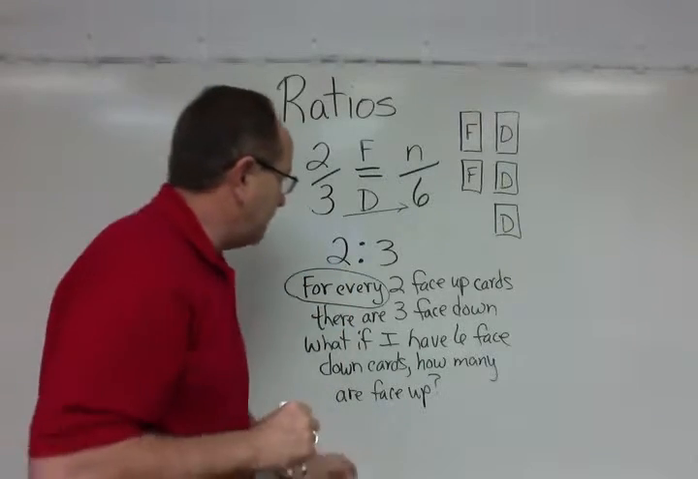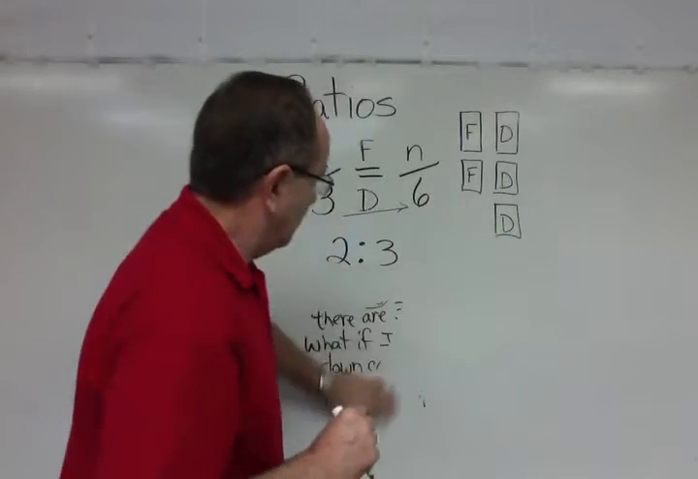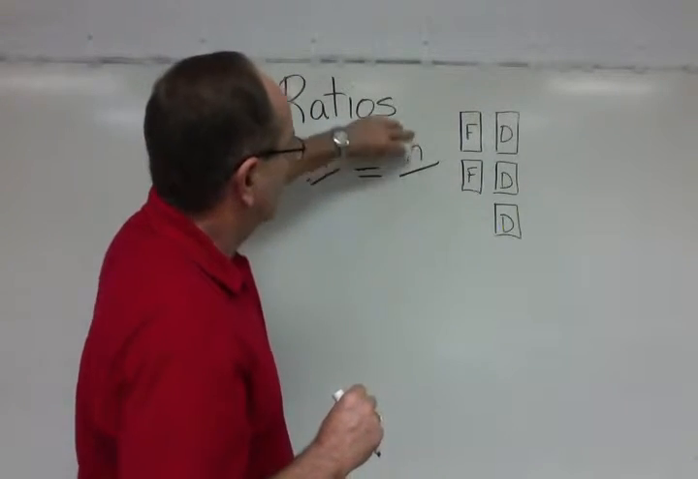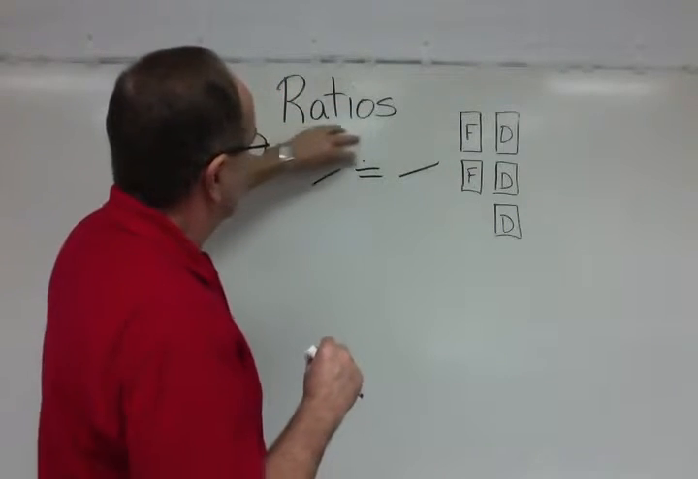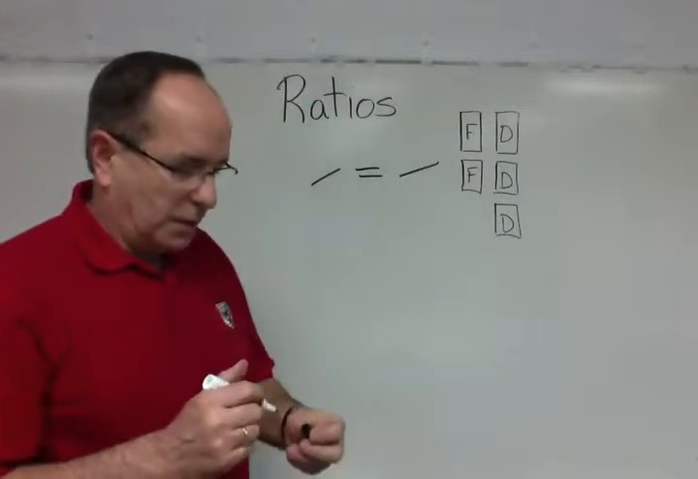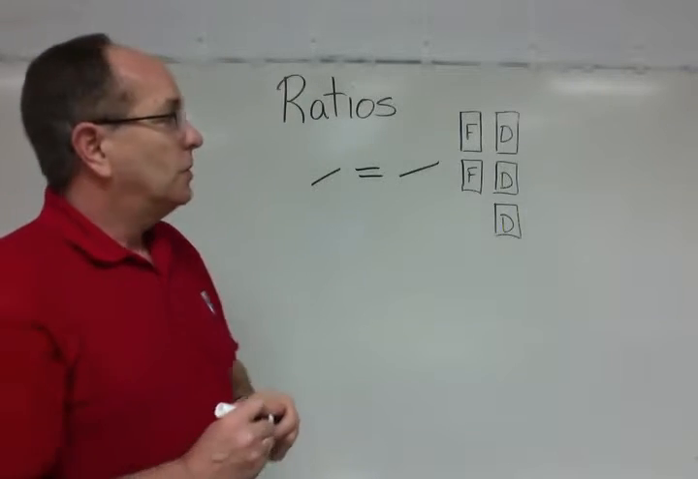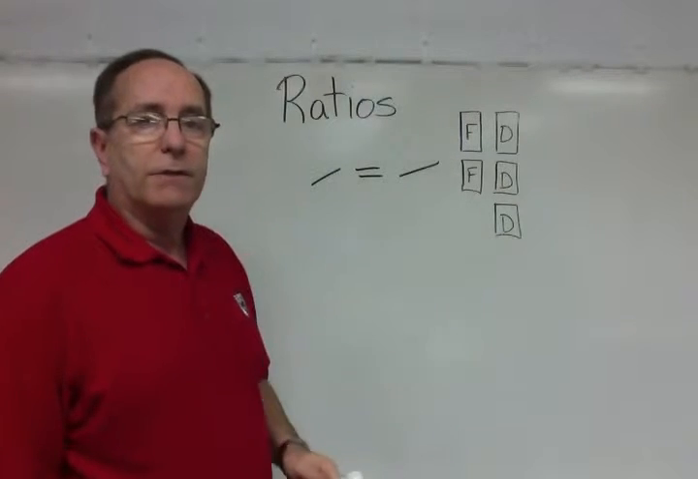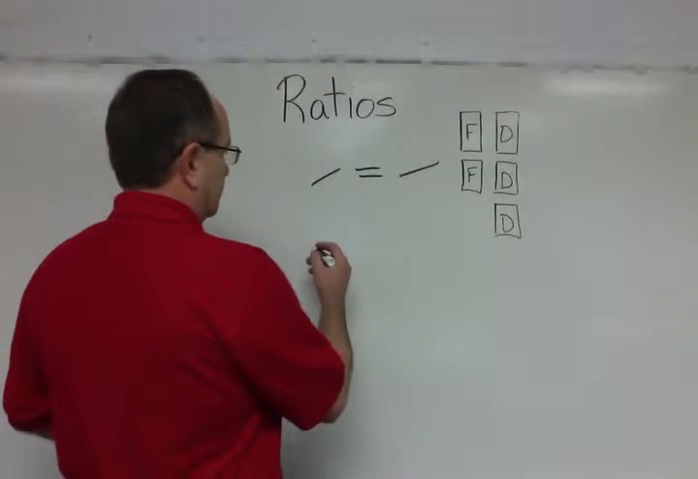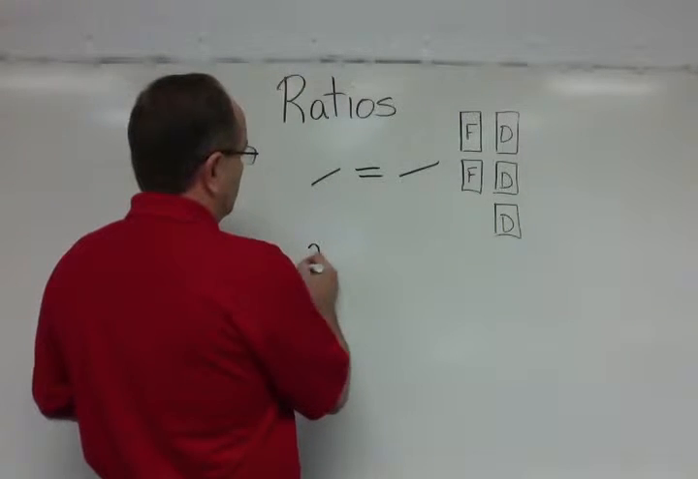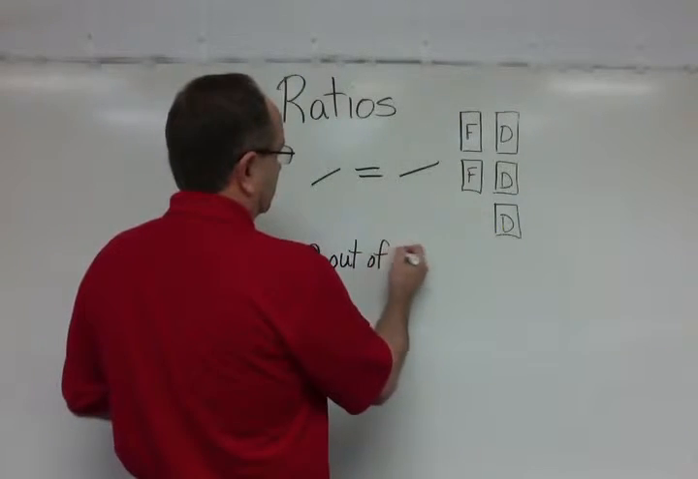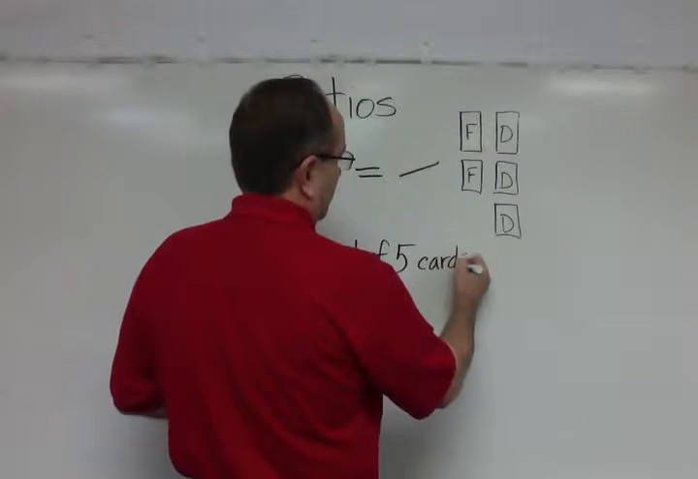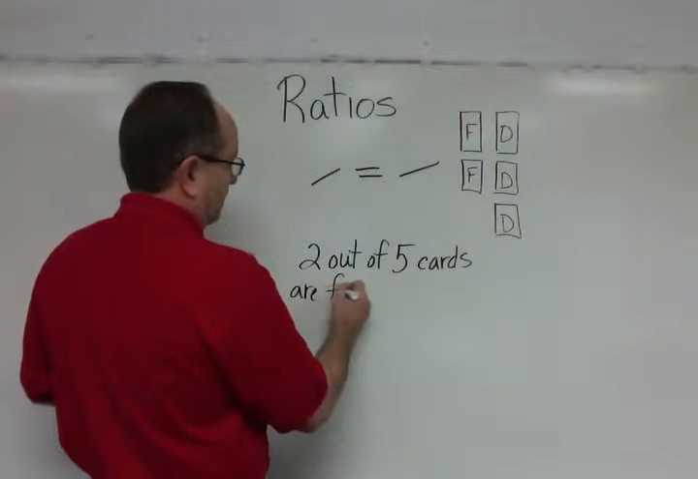Now, the next type of problem can work the same way. It's still a ratio, but the wording or the questions can be different. So what if I have the very same cards, 2 face up, 3 face down, but the question is: 2 out of 5 cards are face up.